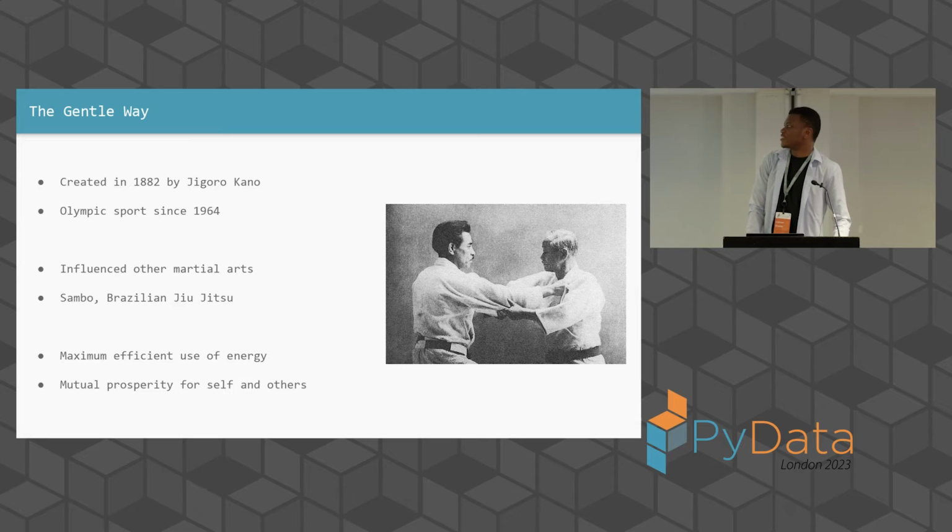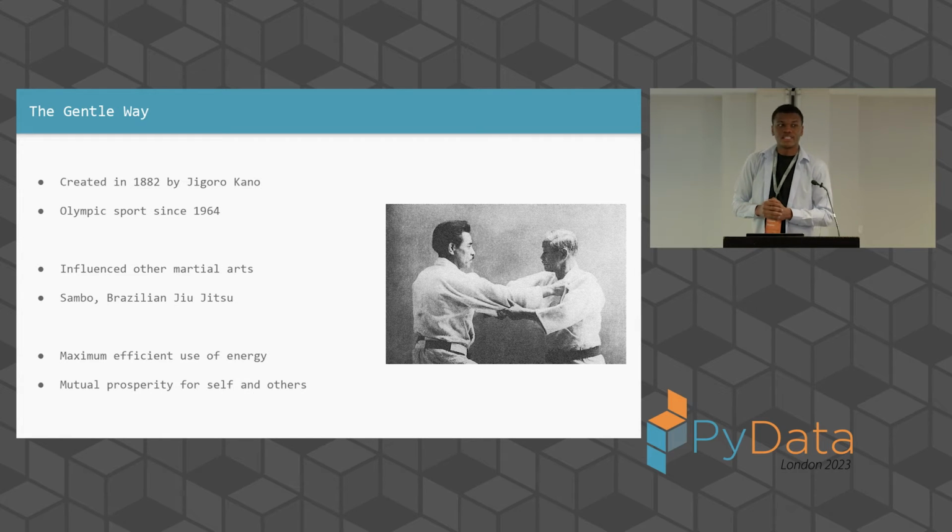So Judo was created in 1882 by Jigoro Kano, and it's been an Olympic sport since 1964. It's a sport that builds on the maximum efficient use of energy. It's not about using force to move your opponent. It's about understanding how the body works and using their own energy against them. And while doing this, you need to keep them safe. It's not just causing harm, it's disarming them without making them get injured.